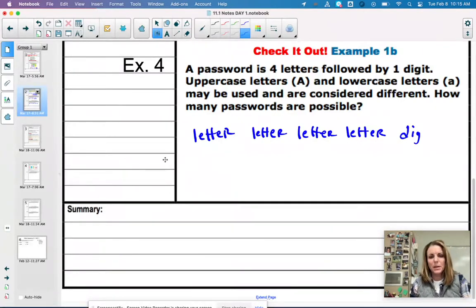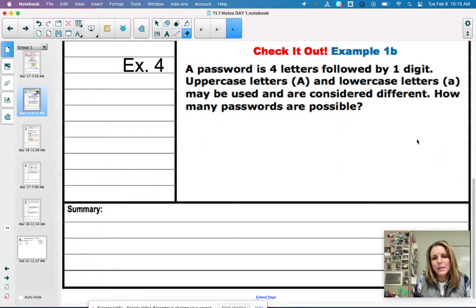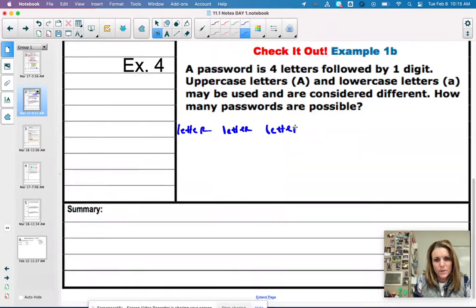It's not going to let me get my marker way over there, but that's all right. I think I have to fix that because it is going to bother me. I'm sorry, everyone. Just bear with me. Let's try it again. Letter, letter, letter, letter. Yay, got it.